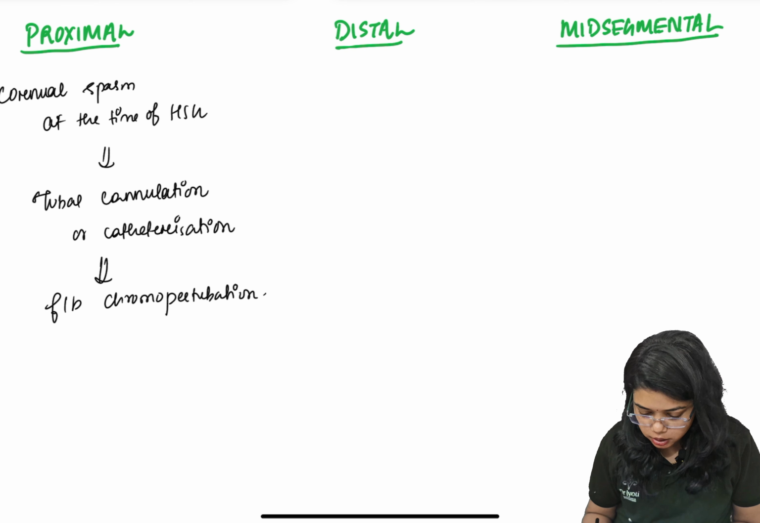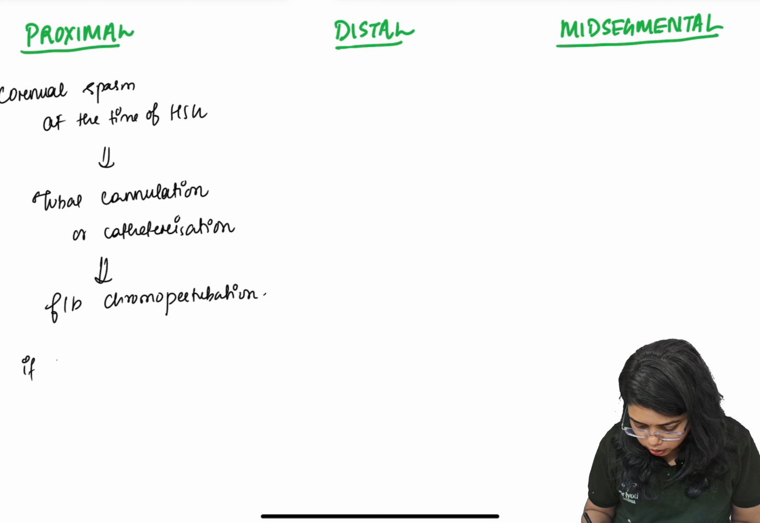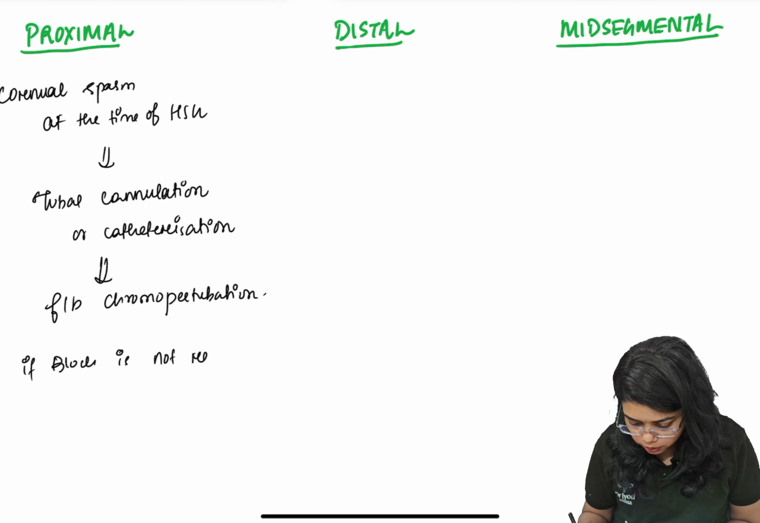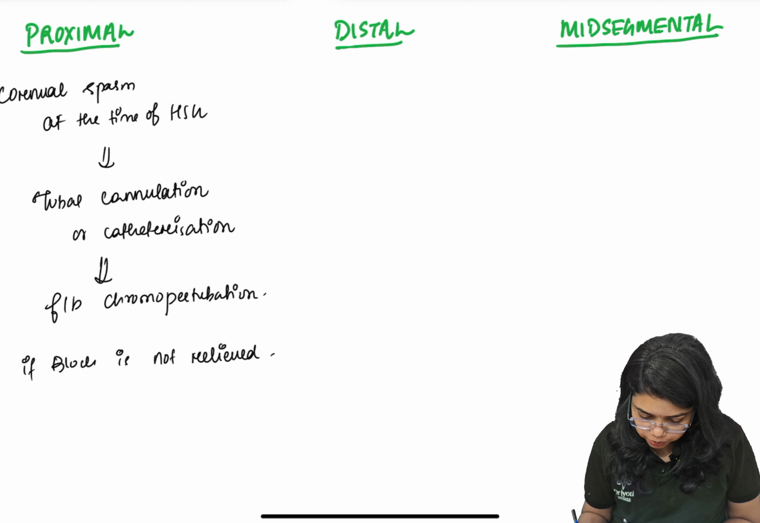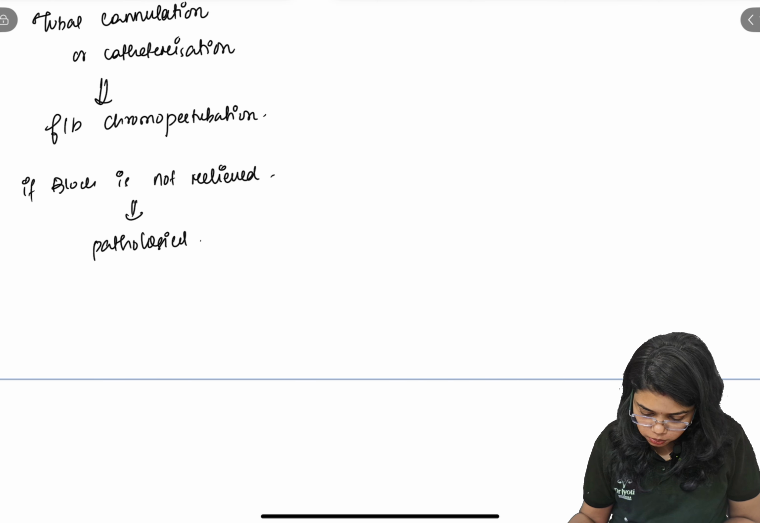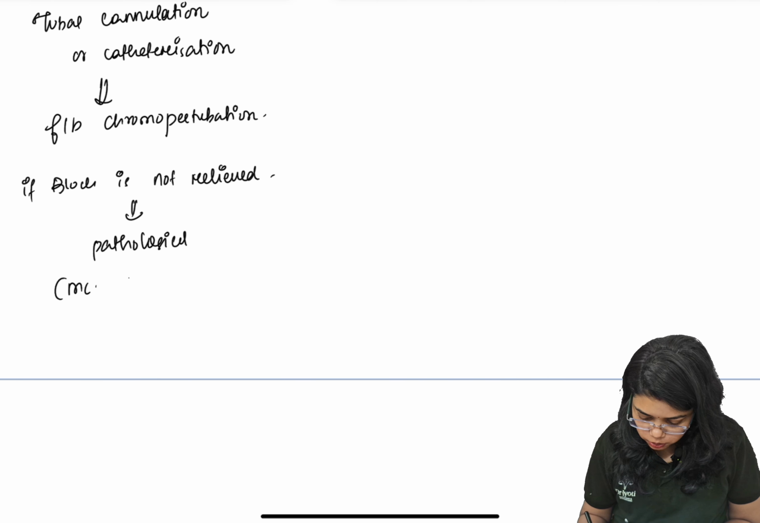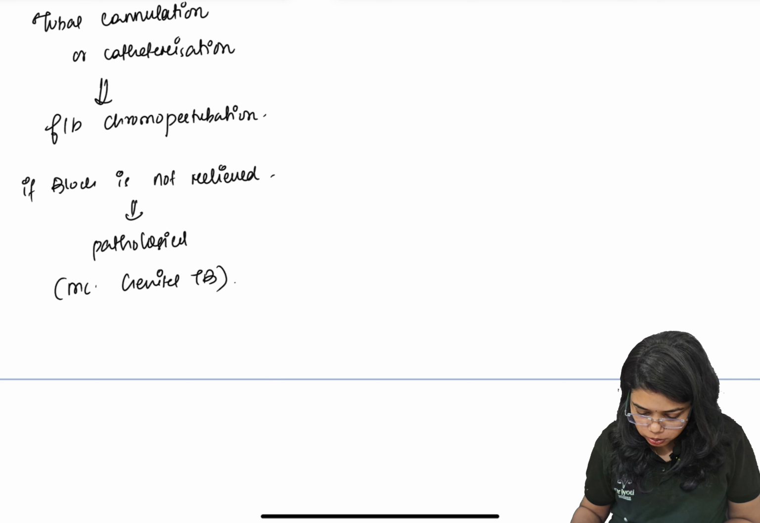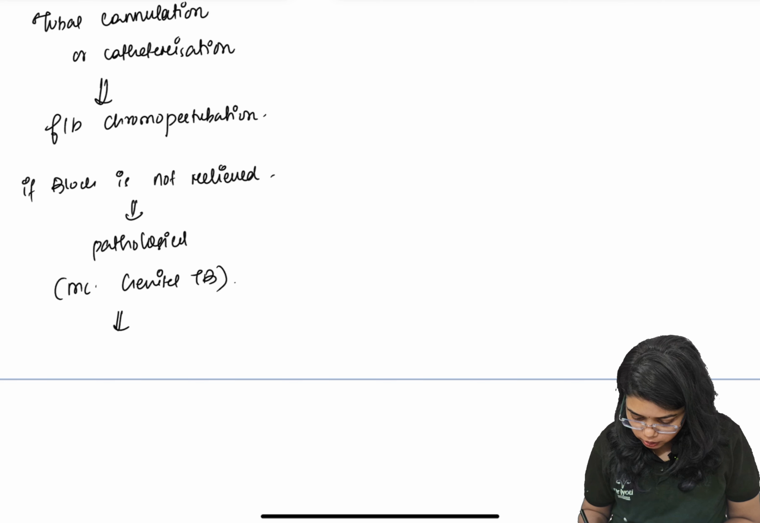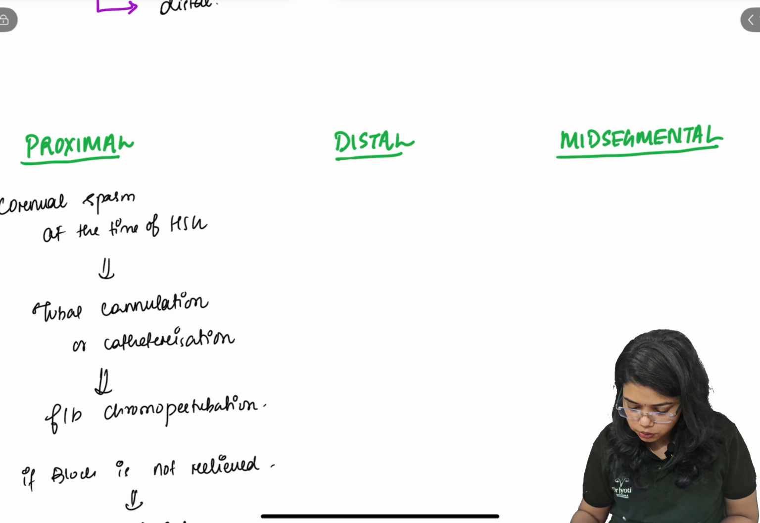If here the block is not relieved, then that is pathological. Okay, and the most common cause is genital tuberculosis, that is proximal cornual block. Then the management is IVF, in vitro fertilization. Then coming to the distal.